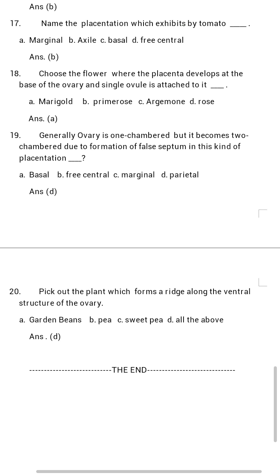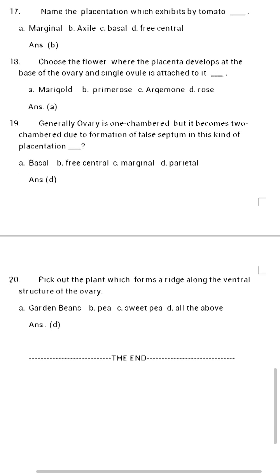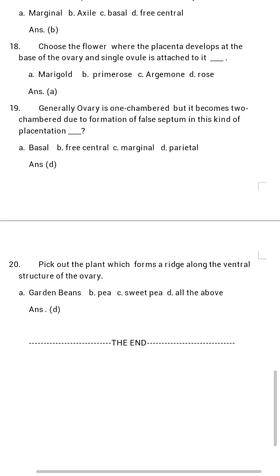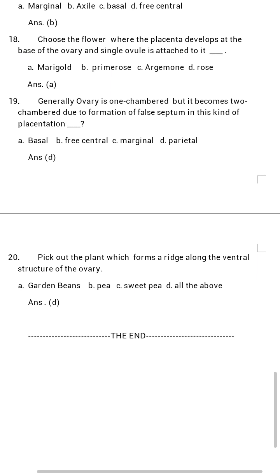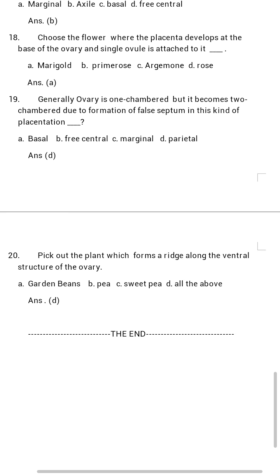So a single ovule is present in the ovary and attached to the placenta at the base of the ovary. That could be seen in marigold. And another example I will also say extra, which is not there in the options, is sunflower. In these two flowers, we can see basal placentation. So the correct option is option A. Hope you understood this question explanation. Now moving to the 19th question.